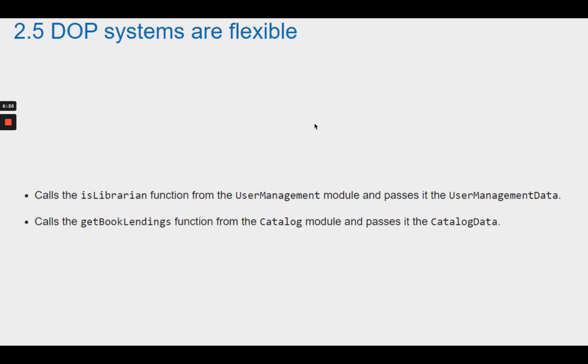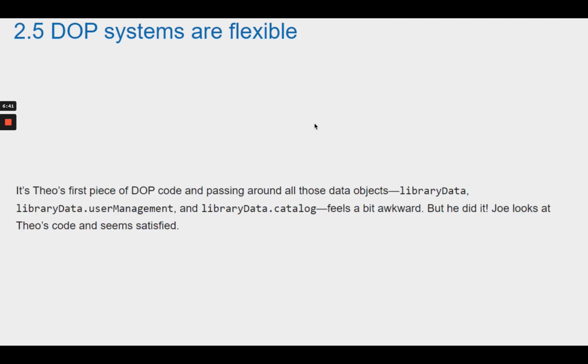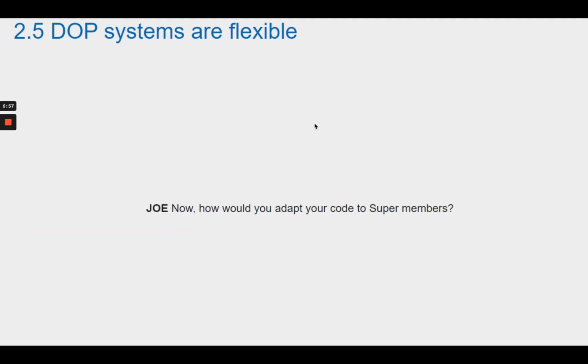Calls the isLibrarian function from the user management module and passes it the user management data. Calls the getBookLendings function from the catalog module and passes it the catalog data. It's Theo's first piece of DOP code, and passing around all those data objects, libraryData, libraryData.userManagement, and libraryData.catalog, feels a bit awkward. But he did it. Joe looks at Theo's code and seems satisfied.